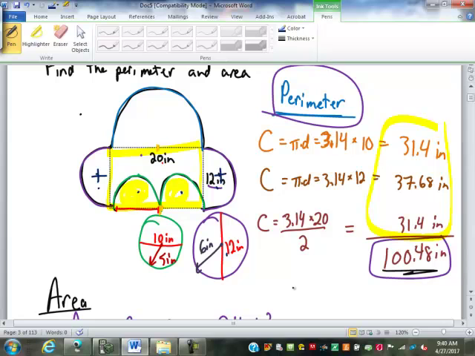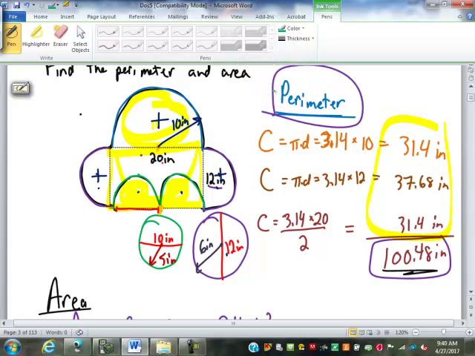What piece is that? That half circle up there. Again, we're going to treat that as though it's a full circle and then just divide it by 2 to get half of it. That has to be added on because it's outside of that rectangle. It has a diameter of 20, so it has a radius of 10.